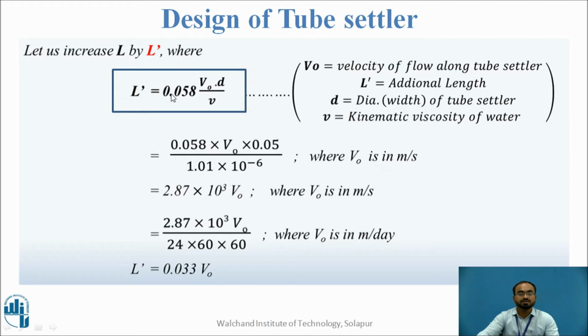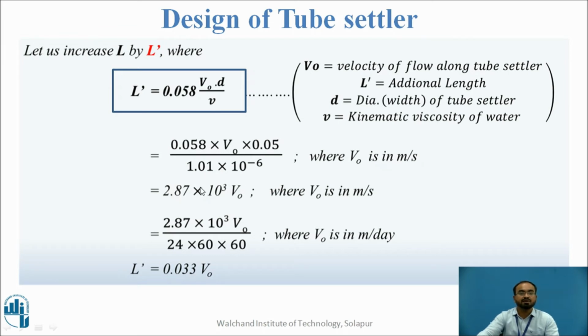L dash will be 0.058 into V naught into small d divided by nu, where V naught is the velocity of flow along the tube settler, L dash is the additional length, small d is the diameter or width of the tube settler, and nu is the kinematic viscosity of water. We know all the values, but we don't know V naught.